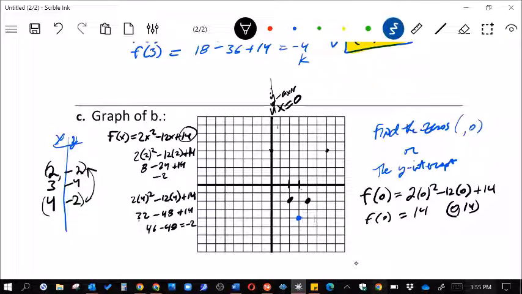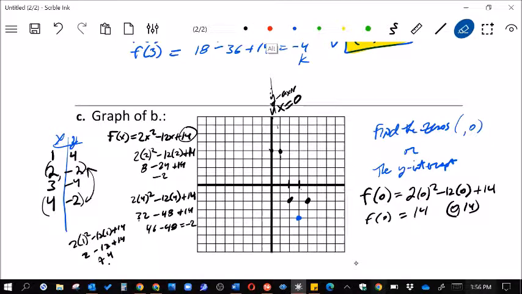So that means I really only need one other. 1's easy to work with, so let's do 1. 2 times 1 squared minus 12 times 1 plus 14 gives me 2 minus 12 plus 14. That's 16 minus 12, which is not a negative 4, so it's a positive 4. 16 take away 12 is a 4. So at 1, we're up to 4. And that means on the other side, we would have the same kind of thing. So if here we go over 2 and it's up to 4, over 2 and up to 4, then that's what I want to show.